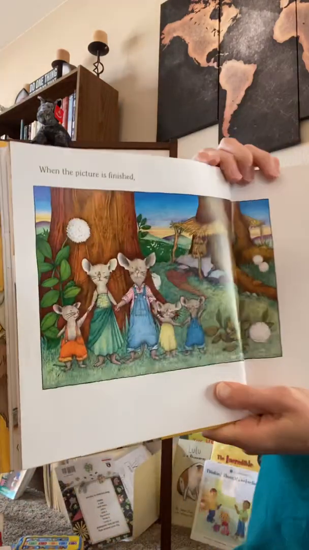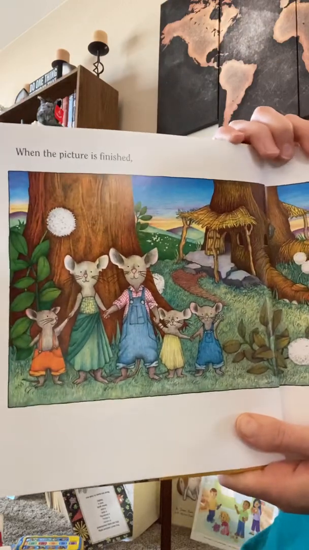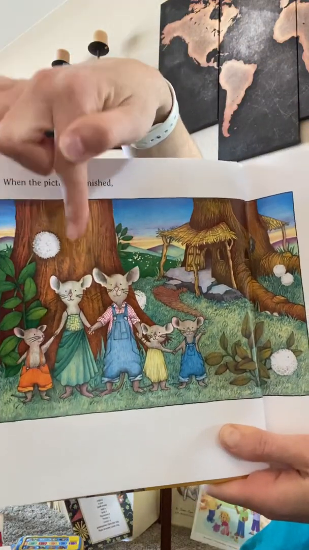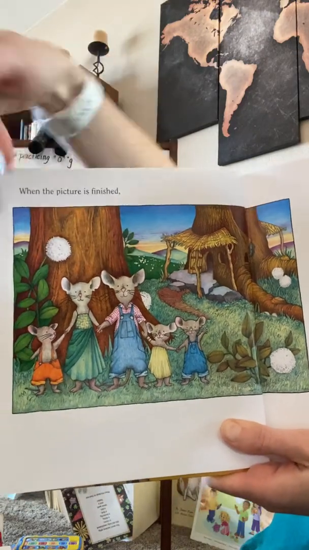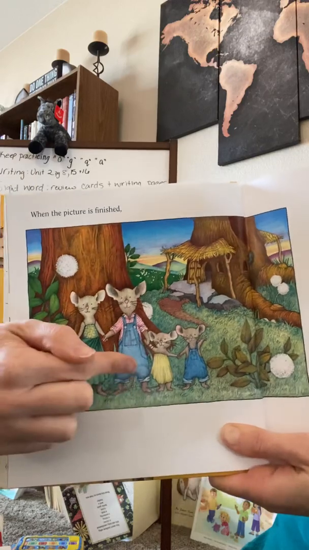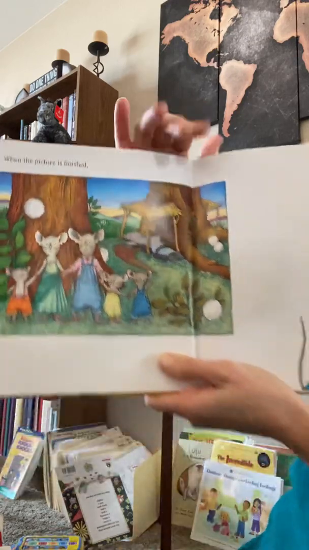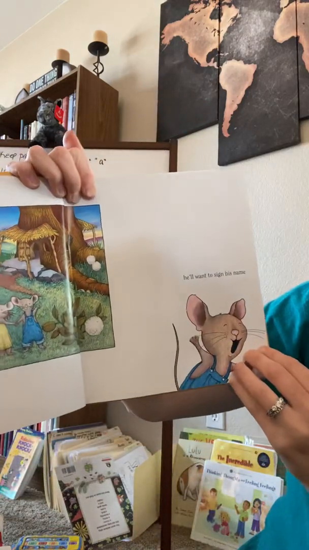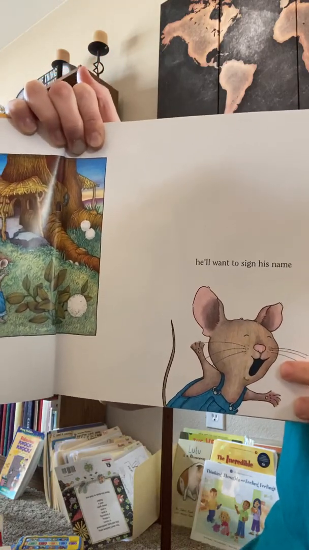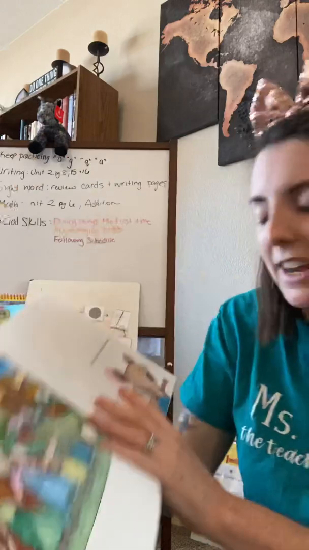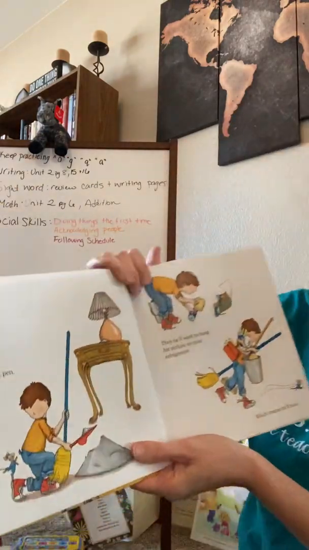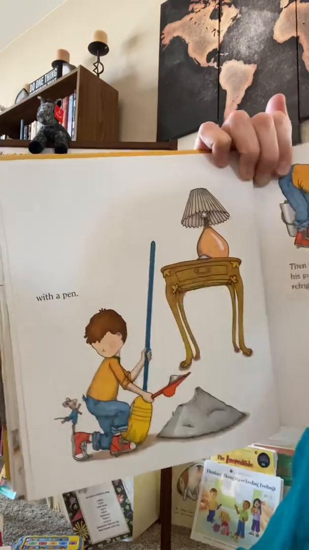When the picture is finished, look at his picture. Do you know who these big mice are? It's his mom and his dad, and probably his brother and his sister. He'll want to sign his name. Look, how does he feel? He feels excited or happy or proud. That was a really good picture. I'd be proud too. He's gonna want to sign his name with a pen.